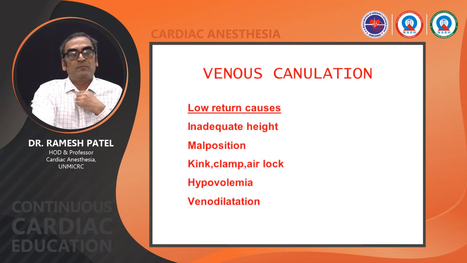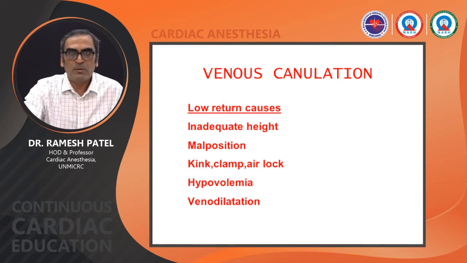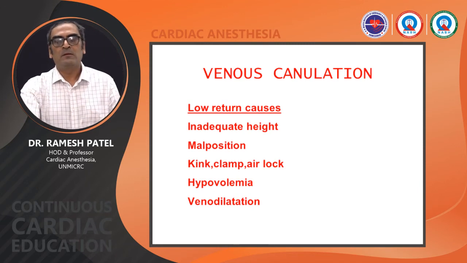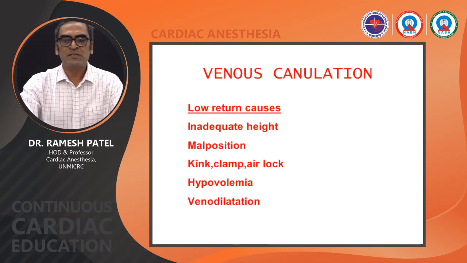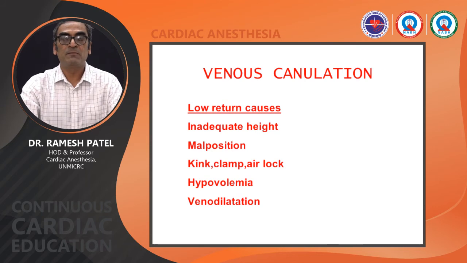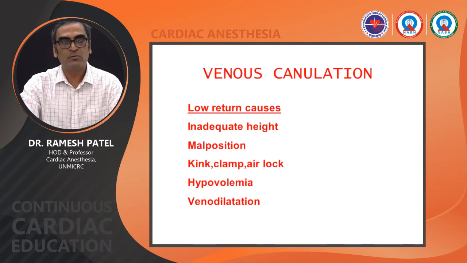If we are not getting enough blood volume from the patient, then we have to find the causes, like inadequate height of the reservoir, malposition of the venous cannula, whether it is kinked or not. If the patient is hypovolemic, then we have to give adequate volume. And if the patient is vasoconstricted, then we have to give some vasodilator.